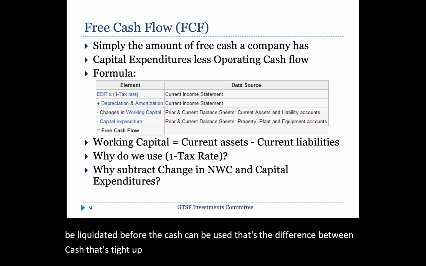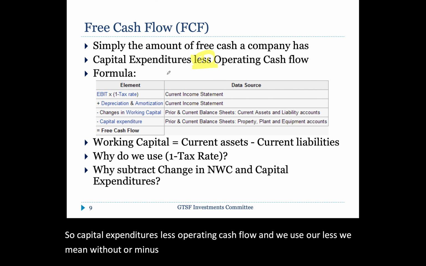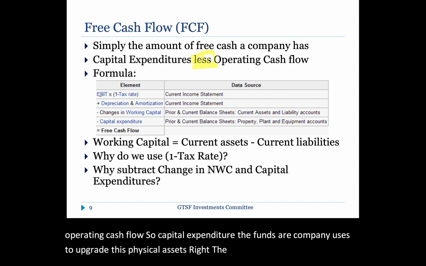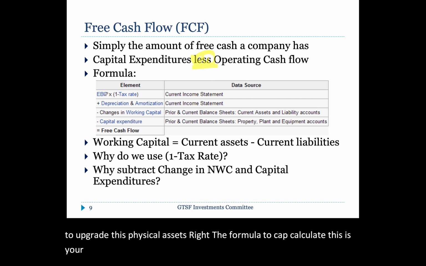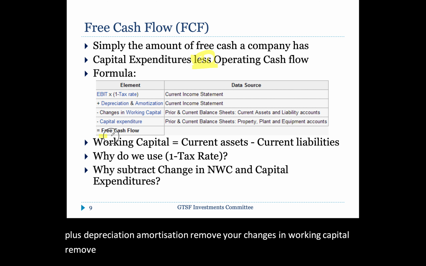So capital expenditures less operating cash flow. When we use the word less, we mean without or like minus, you can think about it. So capital expenditure less operating cash flow. So capital expenditure are the funds a company uses to upgrade its physical assets, right? The formula to calculate this is your EBIT, earning before interest and taxes, times 1 minus the tax rate, right? Plus depreciation amortization. Remove your changes in working capital, remove your capital expenditure, and you get your free cash flow.